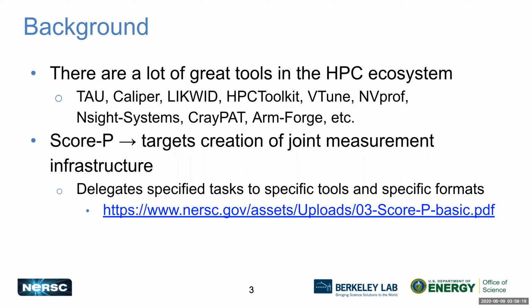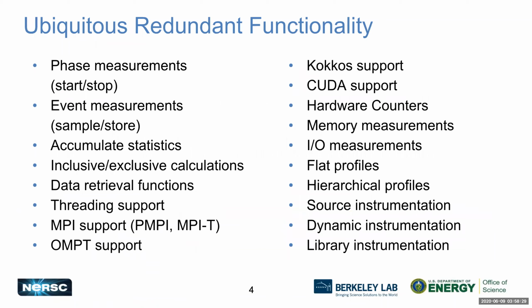The tool that is probably the most similar to Timemory is Score-P. Score-P targets the creation of a joint measurement infrastructure. And Score-P came about because developers recognized that there was ubiquitous redundant functionality within all these tools. They were implementing a lot of the same things in order to provide sometimes whatever feature they specialized in.